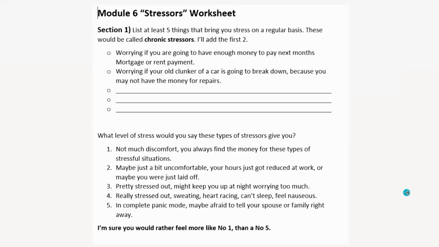So what are your stressors? We had this stress checklist in the last session. I put out a couple in there. Number one, worrying if you're going to have enough money to pay next rent. Worry about your old clunker car, and you fill in 2, 3, and 4, or 3, 4, and 5. Figure out what is your response. Is it not much comfort? You always find money.